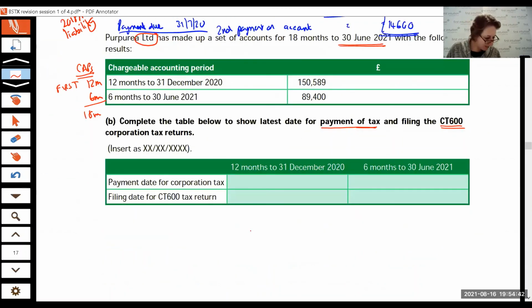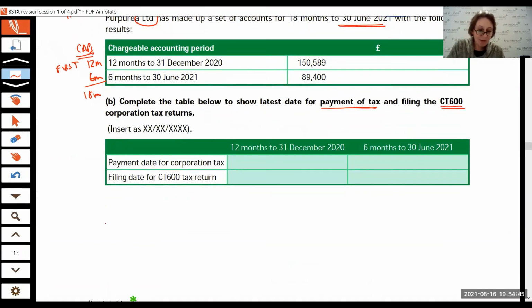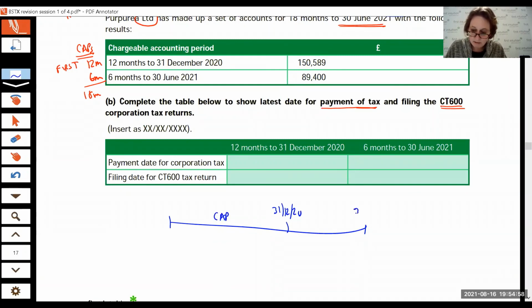So in terms of the payment date then, we could actually even have a timeline if you wanted. I'm not sure it's exactly necessary here, but just because I like them, I'm going to draw one anyway. So we've got our period to December, that's our first chargeable accounting period. And then we've got our next period ending June 21. So for each of those, you are going to add 9 months and 1 day. So the tax for my first chargeable accounting period, 9 months and 1 day after December, and then the next one, 9 months and a day after the June year end. Or the June period end.